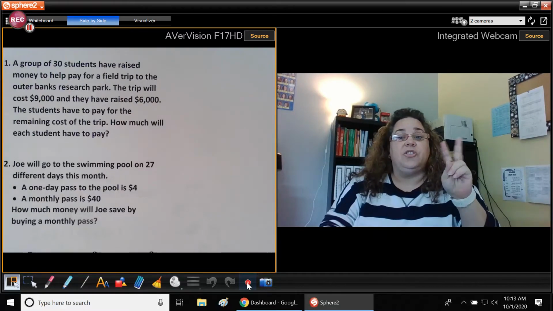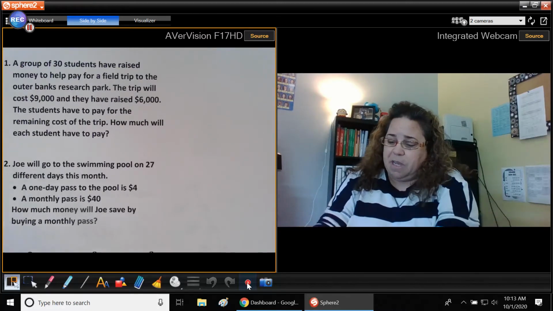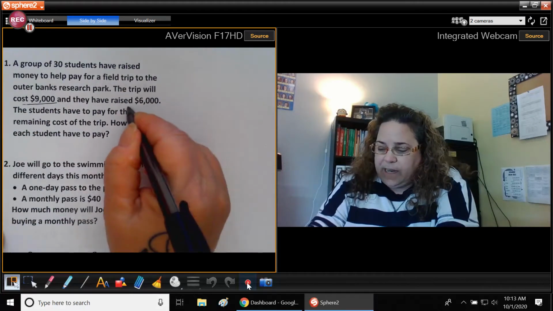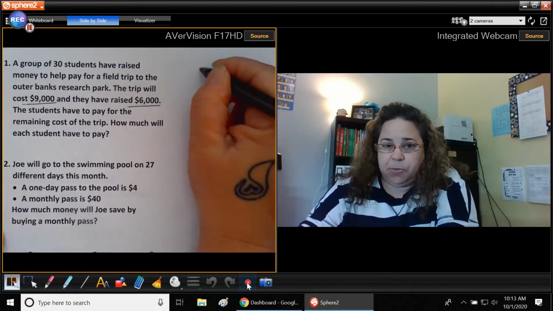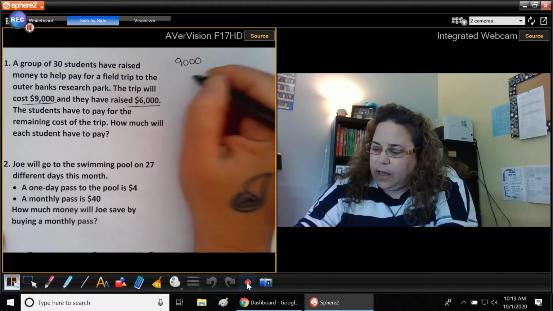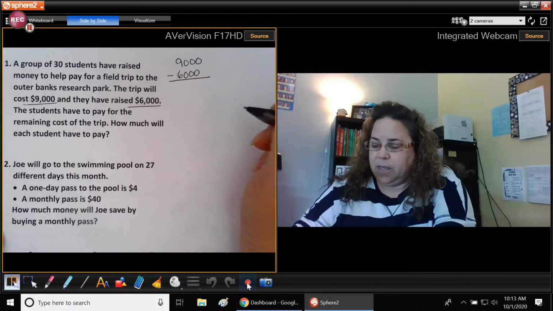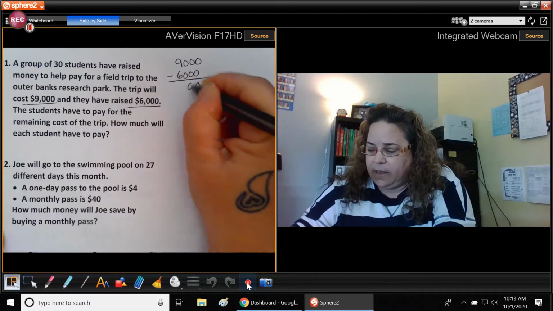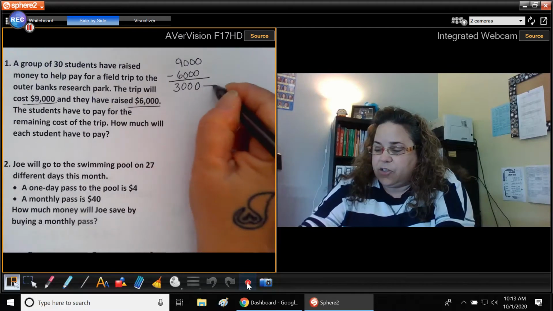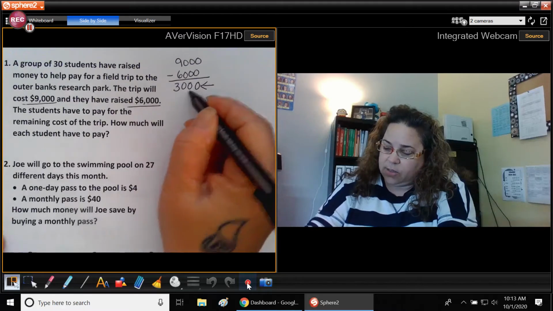Okay, so this is a 2-step word problem, and the first step is subtraction because we have to raise 9,000, but we've only raised 6,000. So we have to subtract, I'm sorry, I said 100, I meant 1,000. 6,000 from 9,000. And if we do that, we will get 3,000. So that's how much the students are going to have to split up. Okay, that's the remaining cost.